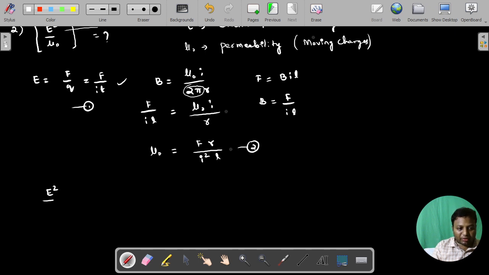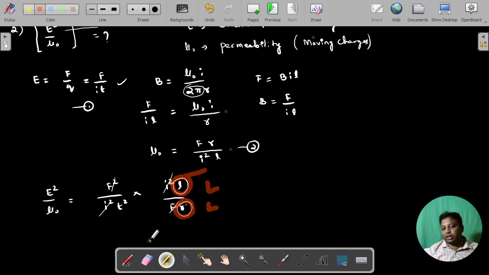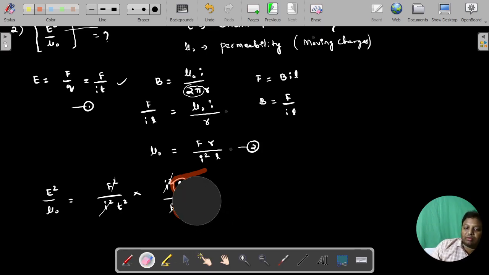E square by mu naught can be written as F square by I square T square multiplied by 1 by mu naught, which means I square L by F. We get it like this. This I square is cancelled out. One F is also cancelled out. And see, R and L have the same dimensional formula. Do you understand? L has the dimensional formula L, so length, and radius is also one kind of length. So both of them have the same dimensional formula.